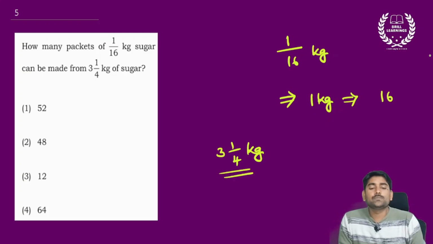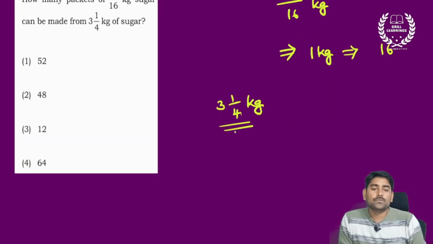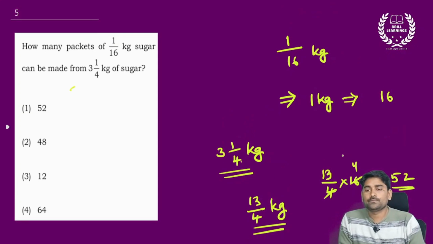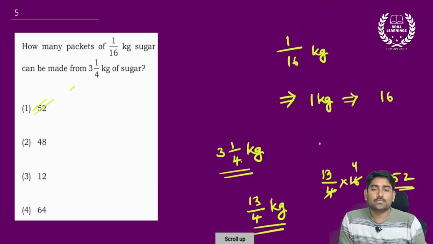First convert this mixed fraction into improper fraction. 3 4s are 12, plus 1 is 13 by 4. We have total 13 by 4 kgs. So multiply this 6 with this value. 13 by 4 into 16. 4 4s are 16, so 13 4s are 52 packets we can make. First one is our answer. Otherwise you can do like this also.